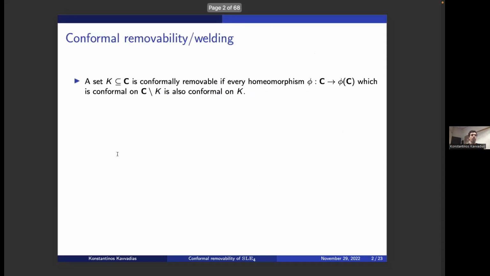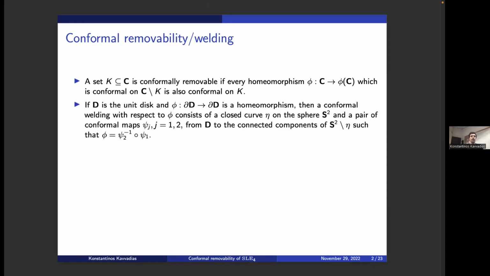As we all know, a subset K of the complex plane is conformally removable if for every homeomorphism defined on the complex plane which is conformal on the complement of K, it is also conformal on K. Now let me talk briefly about the notion of conformal welding.